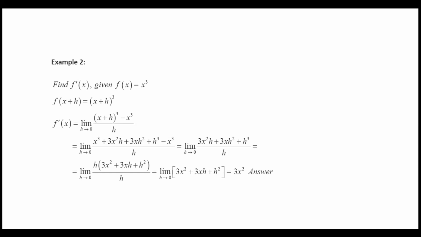And when we do, notice the x cubes vanish. And then we have an h, an h, and an h. So let's factor an h. We do. We cancel these, and now let h go to 0. And this becomes 0. This becomes 0. 3x squared is our answer.